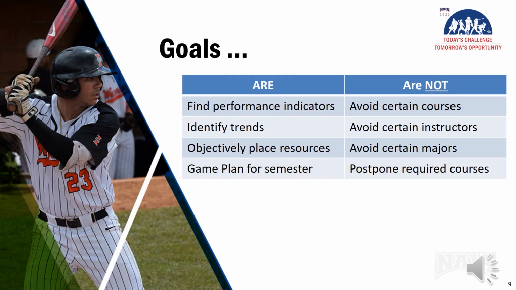It is very important that the working group understand the goals of this project, both what they are and what they are not. The aim is to identify trends, performance indicators, and objectively place resources and game plan for the semester. The goals are not to avoid certain courses or teachers or majors, and it is not to postpone required courses.